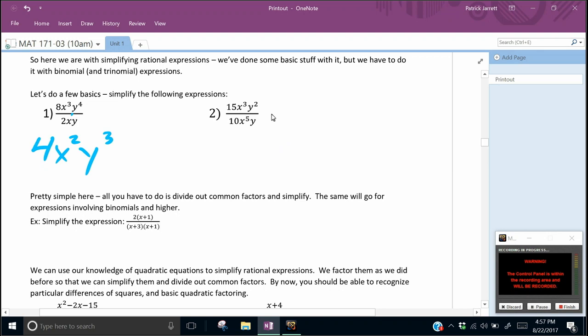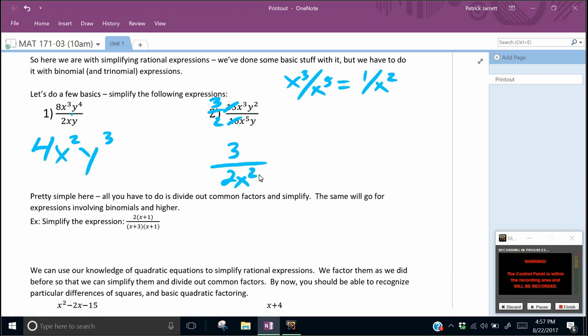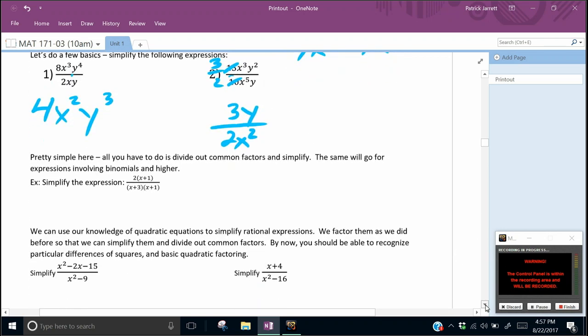So, for instance, number 2, 15 over 10, that's going to simplify to 3 over 2. So we're going to have a 3 over 2 here. Now, x to the third over x to the fifth is the same thing as 1 over x squared, so we're going to put an x squared in the denominator. We always have to have positive exponents. And y squared over y just becomes y in the numerator. So that's where that comes from.